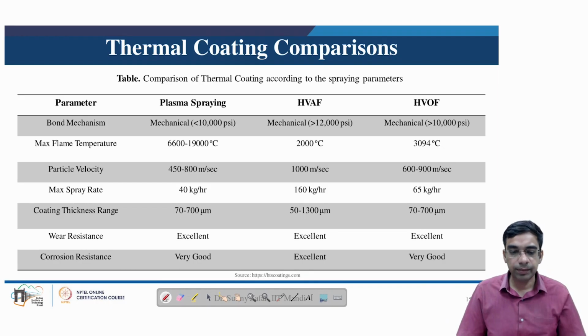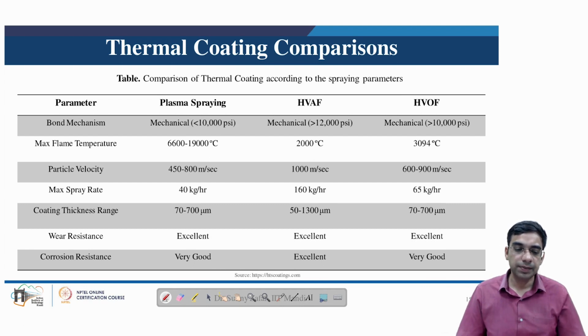So now we can see the comparison between the various thermal coating methods. We are comparing here plasma spraying with high velocity air fuel and high velocity oxy-fuel spraying. All these are basically coating methods. This means the bonding between the coated material and the substrate is mechanical bonding, which is dependent on the interlocking between the splats and the surface of the substrate.